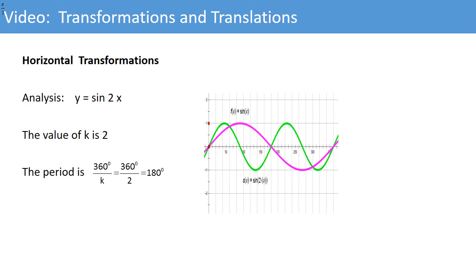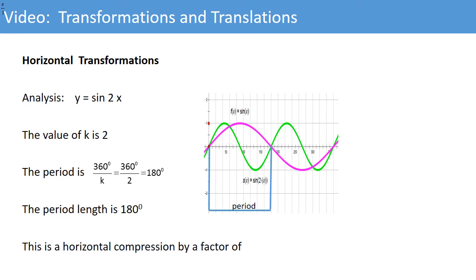The period we want to calculate now, 360 degrees divided by k, which is 360 degrees divided by 2, which is equal to 180 degrees. And if we look closely, yes, the period length is 180 degrees. What does this tell us?